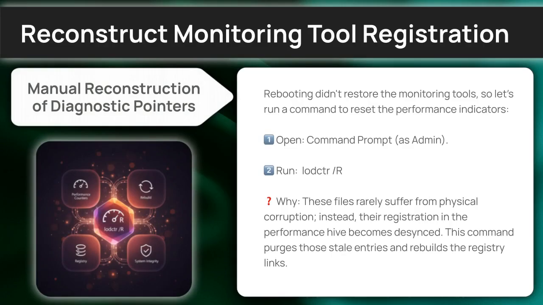Rebooting didn't restore the monitoring tools, so let's run a command to reset the performance indicators. First, open command prompt as admin. Second, you're going to type lodctr /r, then hit enter. Why are we doing this?